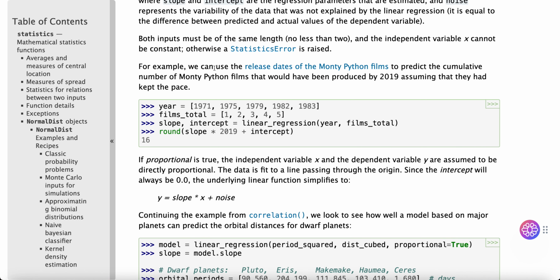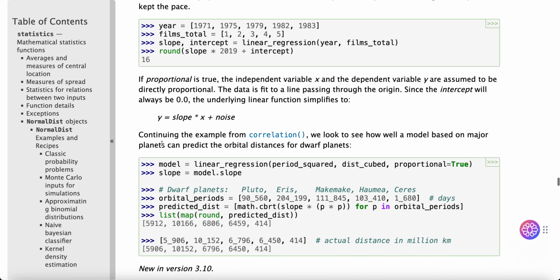For example, we can use the release dates of the Monty Python films to predict the cumulative number of Monty Python films that would have been produced by 2019, assuming that they had kept the pace. Here, these are the films total, this is slope, intercept = linear_regression(year, films_total), so round(slope * 2019 + intercept) gives 16.